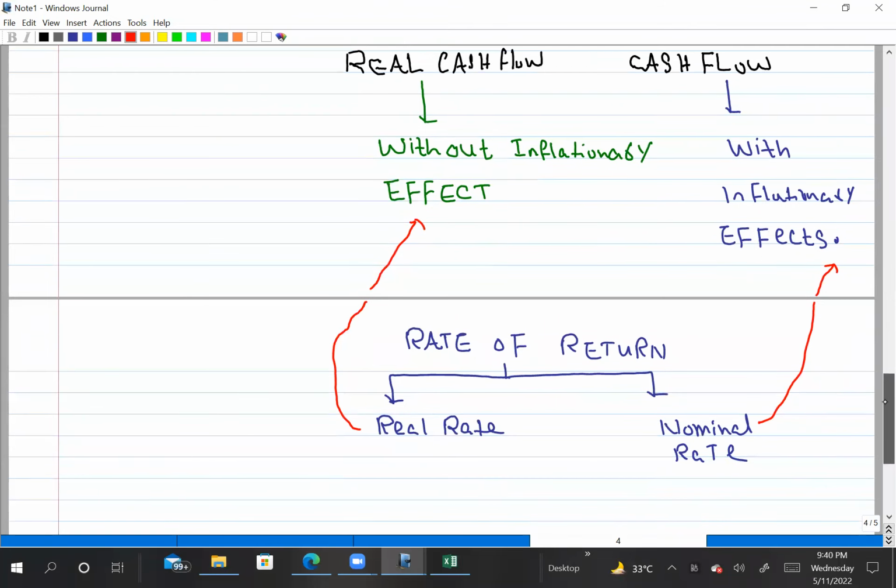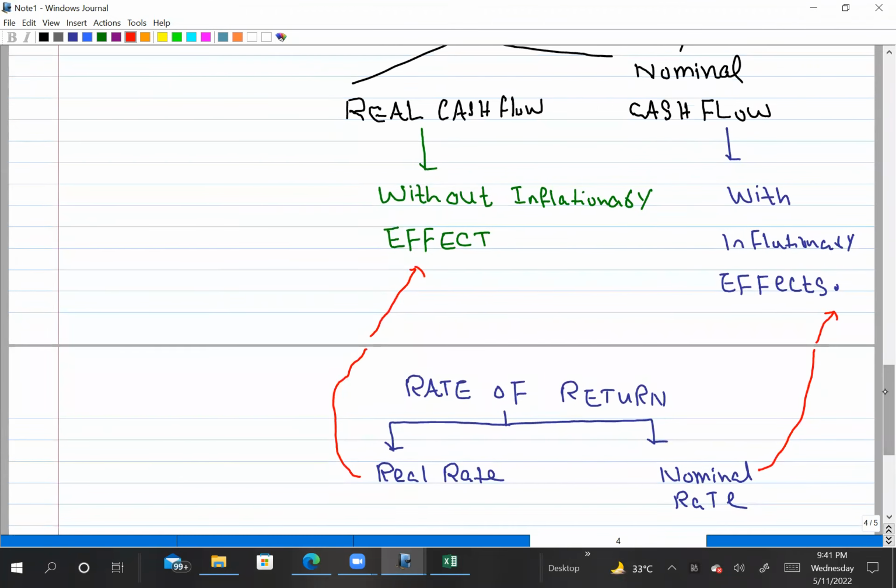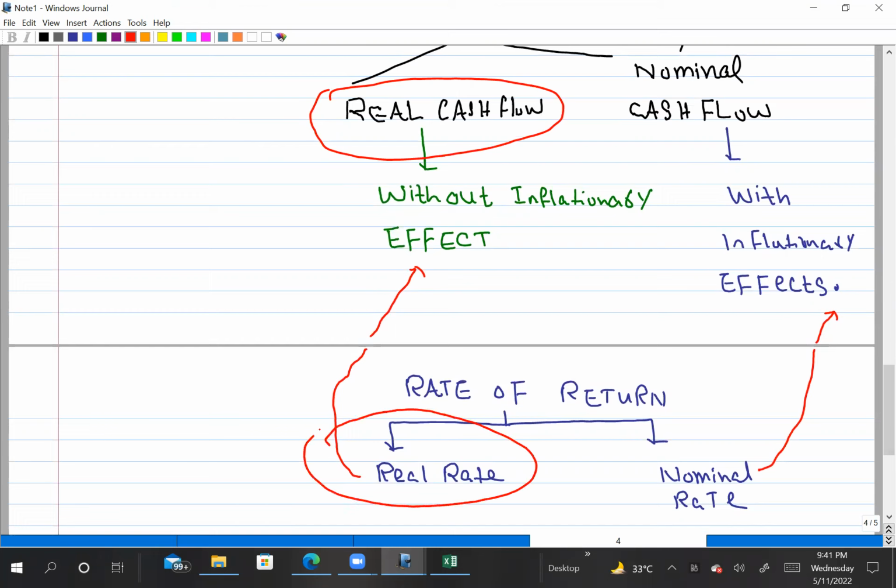Now the point is, if we have real cash flows, then the discount factor which we will use will be the real rate of return. If we have nominal cash flows, then the rate of return which we will use will be the nominal rate. So the basis on which the cash flows are determined, on the same basis the rate of return will be determined to be used as a discount factor. You get this?